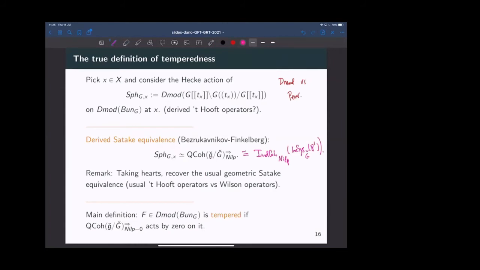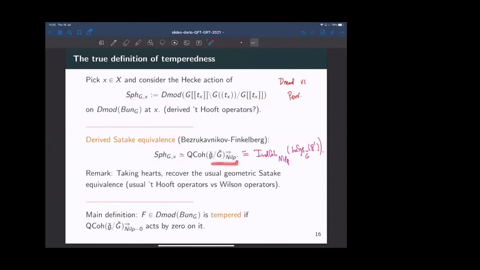It's because one realizes that this category has a t-structure. The derived category of D-modules has a t-structure. And let's take the heart of the t-structure. And the heart of the t-structure of D-modules is the abelian category of perverse sheaves. So on here, if you take the heart, you get perverse sheaves on the affine Grassmannian.